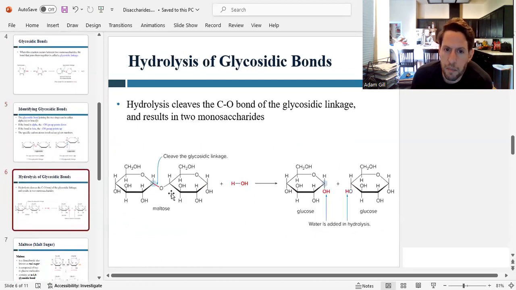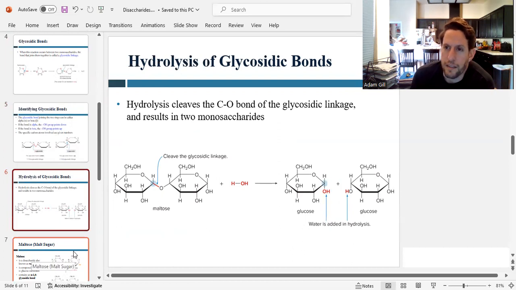Now, glycosidic bonds can be broken through hydrolysis. So the formation of the glycosidic bond kicks out a water, and if you put the water back in, you can cut the glycosidic bond and go back to the two OHs.